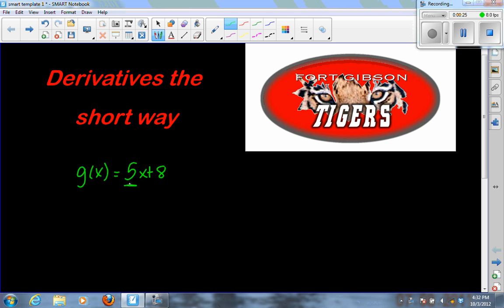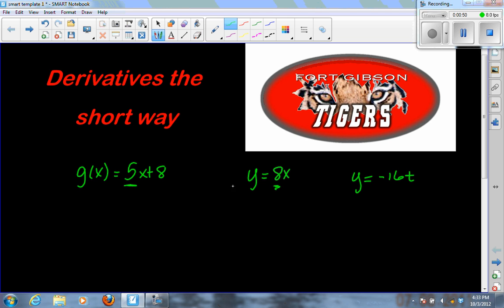And that's true for all linear equations that are of this form. The derivative works out to be the number in front of the x. So if I say y equals 8x, and I say what is the derivative of that, the answer is 8. You don't have to put that in the limit definition. Or if I say y equals negative 16t, then the answer is negative 16 for the derivative.